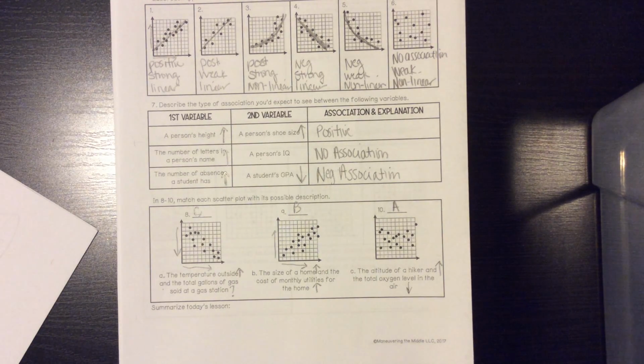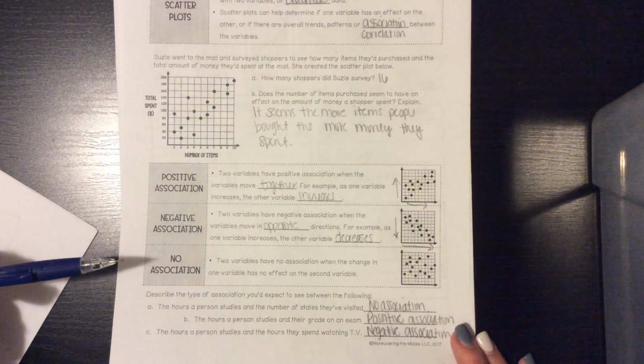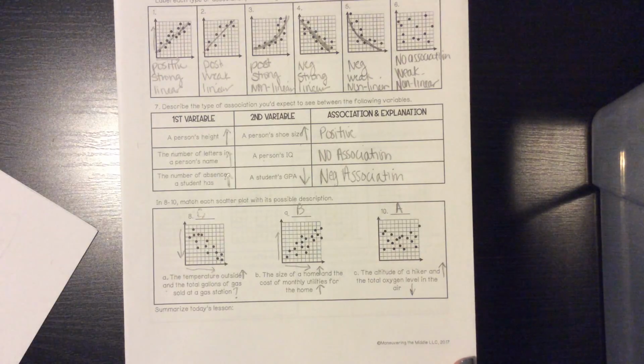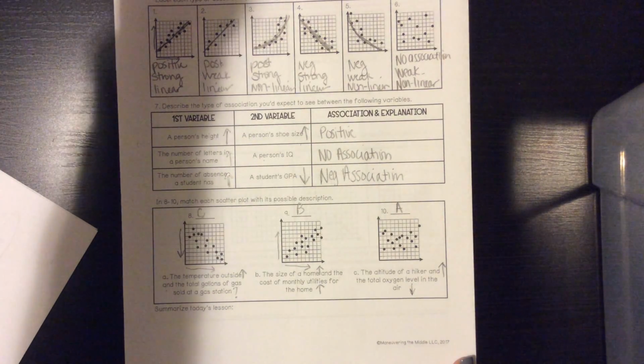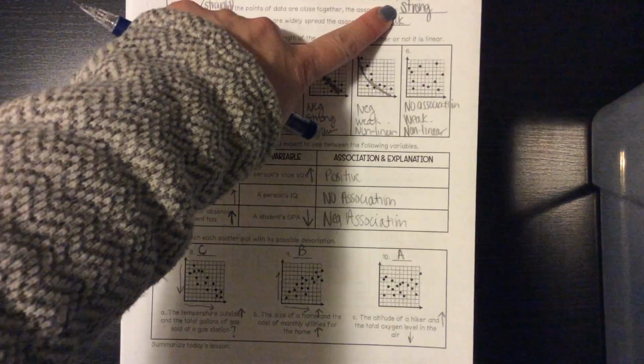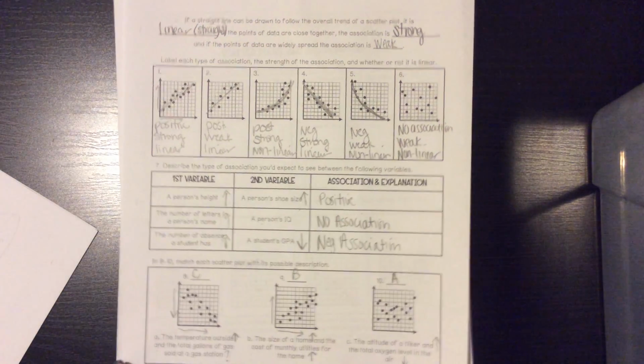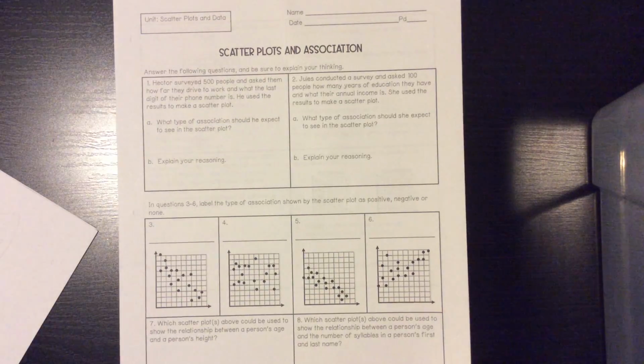You really need to understand about the positive, negative, no association and how that works. You need to understand about linear and nonlinear. So linear creating a straight line and nonlinear not having a straight line. And then, understanding about a weak and a strong correlation, because that's also important. If you have any questions, make sure you ask. And then you have these problems to work on your own.